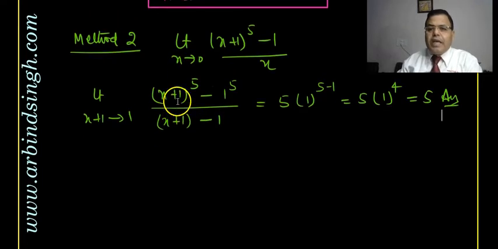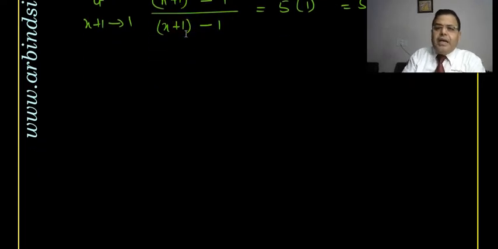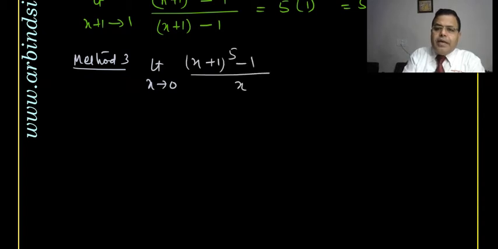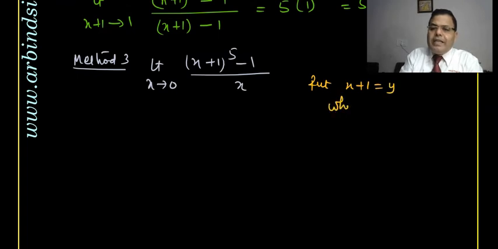Some other method can also be used here. Method 3, let me explain this. You can do it like this also. The question is limit x tends to 0, (x plus 1) to the power 5 minus 1 upon x. Put x plus 1 equal to y. When x tends to 0, then y tends to 1. This is also one of the ways in which you can deal with such questions.